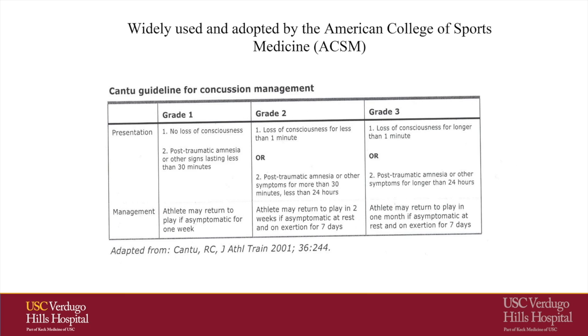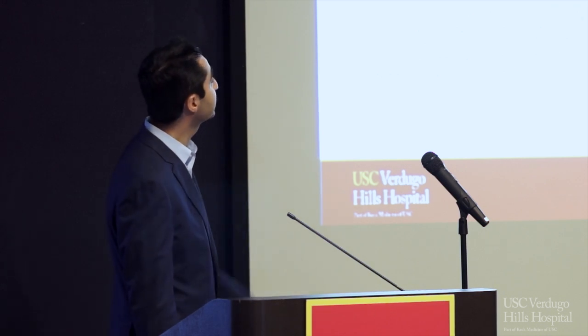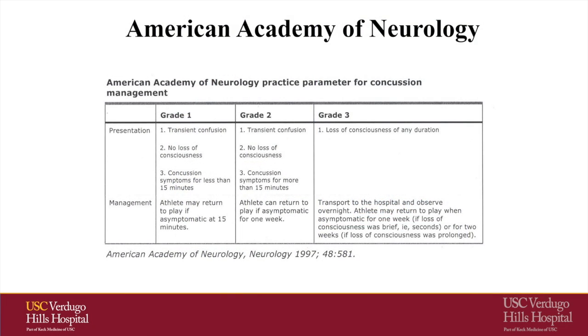There are three grades of concussions, the third one being the worst. You can see there, these are their guidelines, what they say, and what they recommend as part of the management on the bottom. I'll skip to another one, the American Academy of Neurology one that I'm much more familiar with, and three grades.